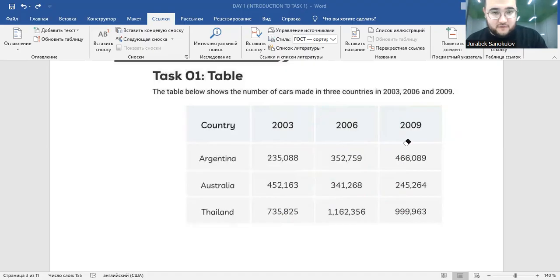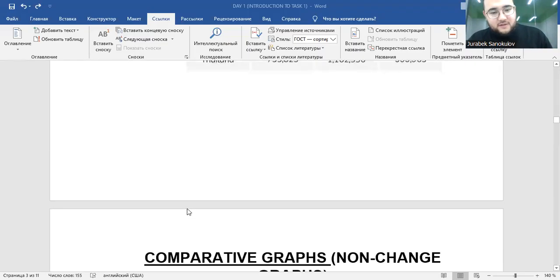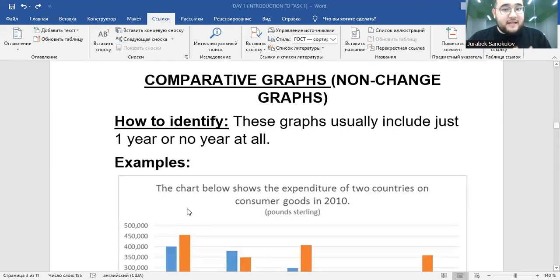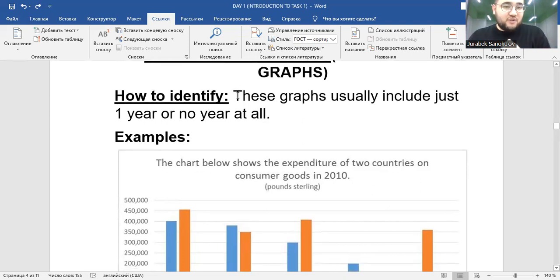Then it's a change over time graph. So now I'm going to explain the difference between change over time graphs and other types of task one. The second type is called comparative graphs, or you can simply say they are non-change graphs. Now this is how you will identify if the chart or the picture given is a comparative graph or other type.